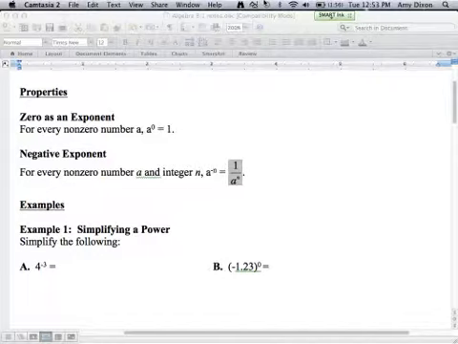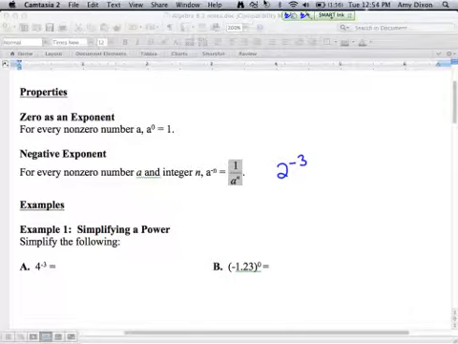We're not going to read this part first. I'm going to show you an example without a's and n's, and I think you'll get it better. So I want you to write this down for me. Write down 2 to the negative 3rd power. Write that down in your notes right now. 2 to the negative 3rd power.